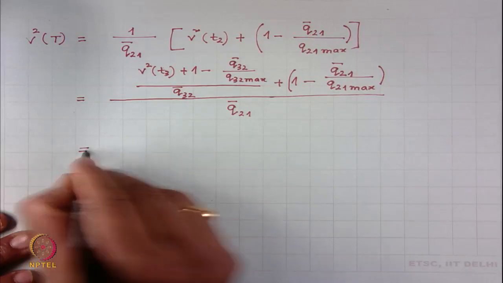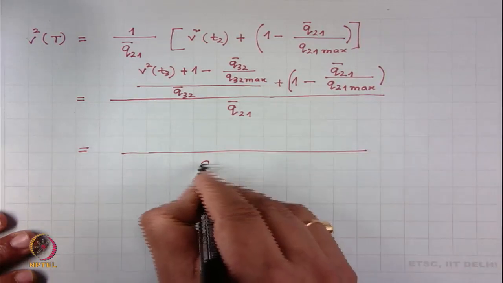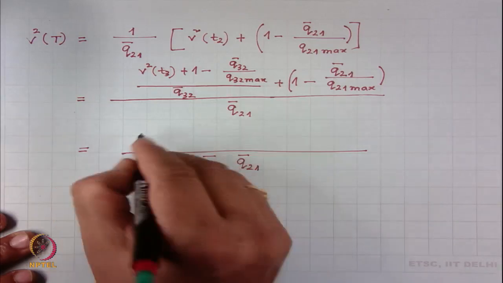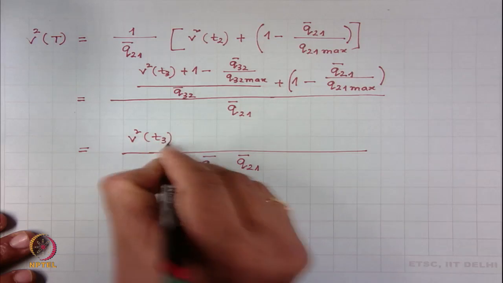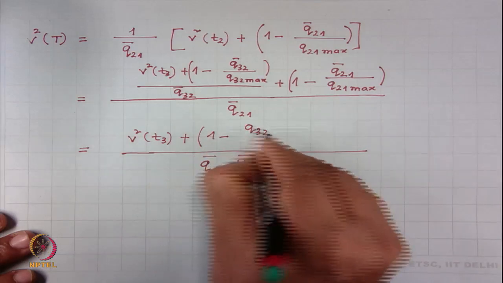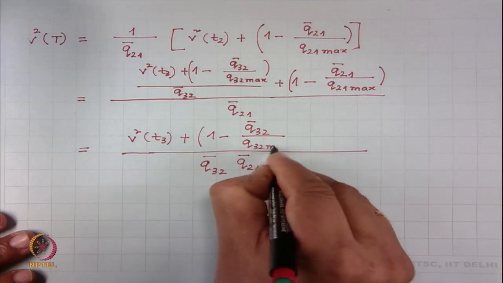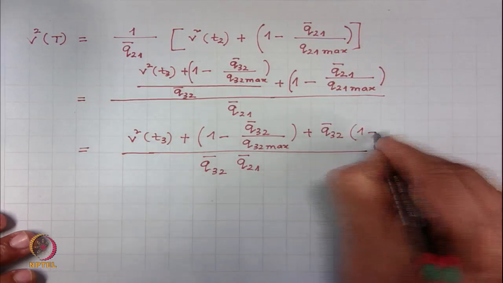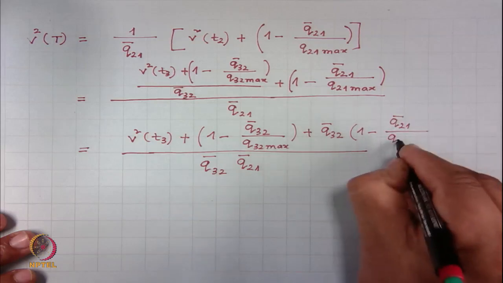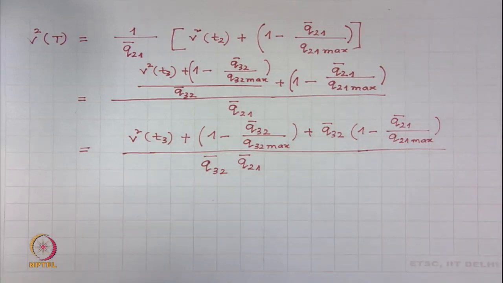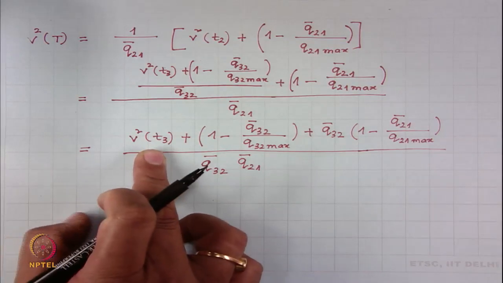So what we get? Q 3 2 Q 2 1 V square T 3 plus 1 minus this, max, plus Q 3 2 1 minus, all right. This expression will be longer further because we are now going to substitute here in terms of T 2, T 4.